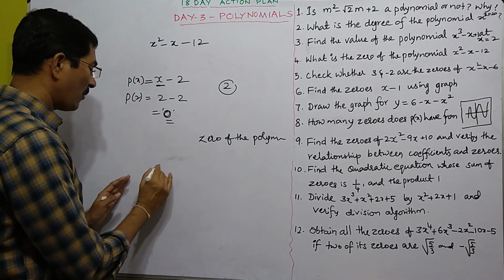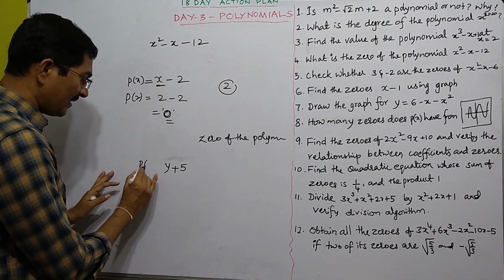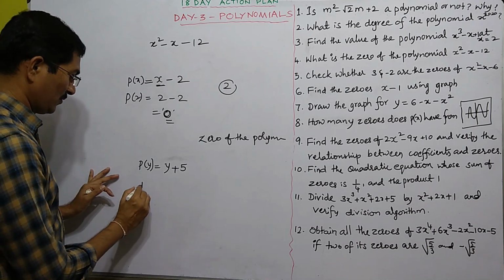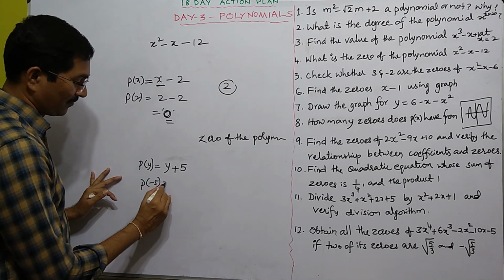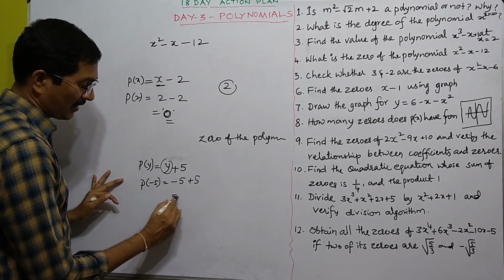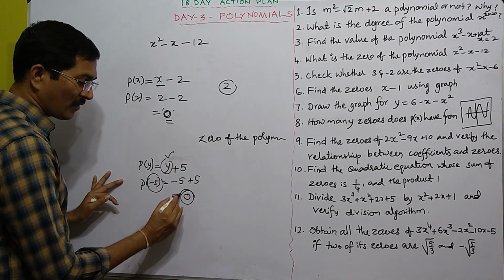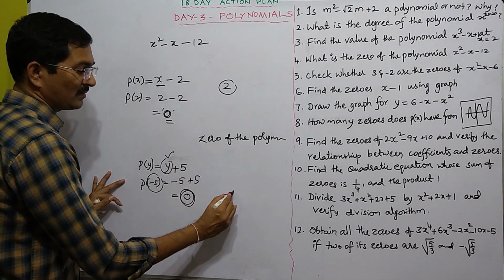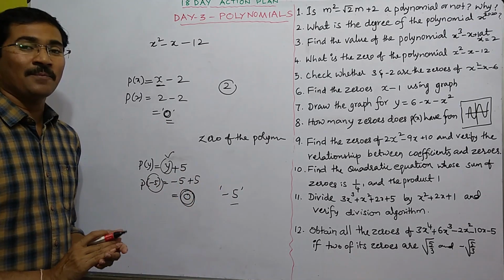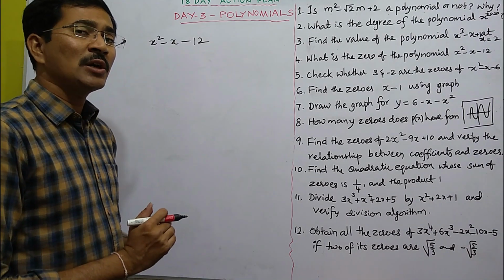For example, we have y plus 5. Now let this be p of y. Now I am asking you to find p of minus 5. So p of minus 5 is, in place of y you will put minus 5. Minus 5 plus 5, its value is 0. So by putting minus 5 in place of y, you got its value as 0. Therefore here the zero of the polynomial is minus 5. So it is very easy here. But how to find a zero? Let us see.